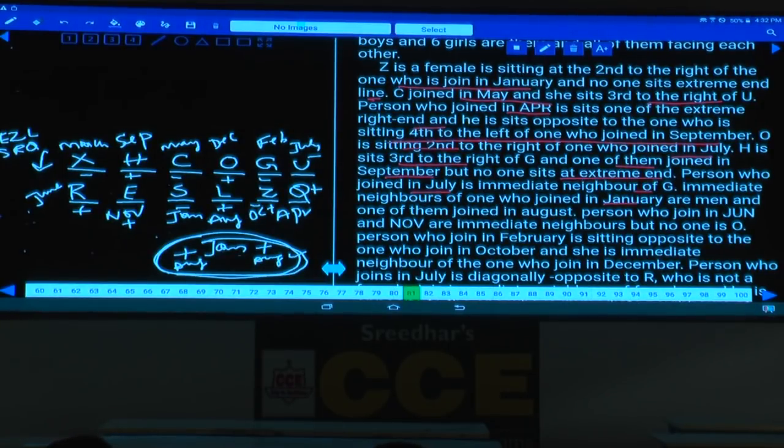Clear now? Now this is about question numbers 81 to 85. Next to 81 to 85 is question numbers 86 to 100. First write down this information, then let us discuss about this.